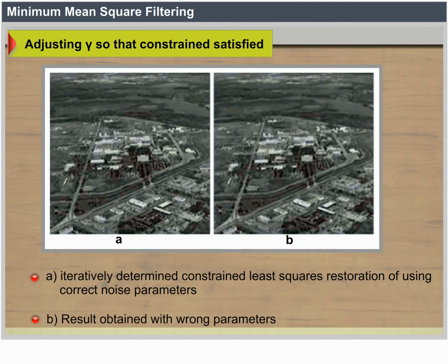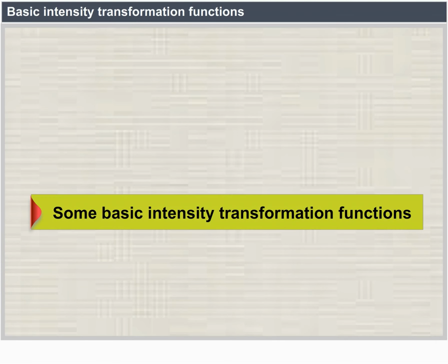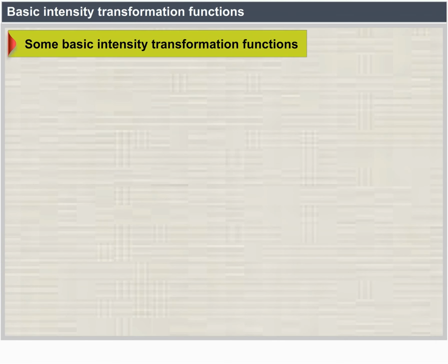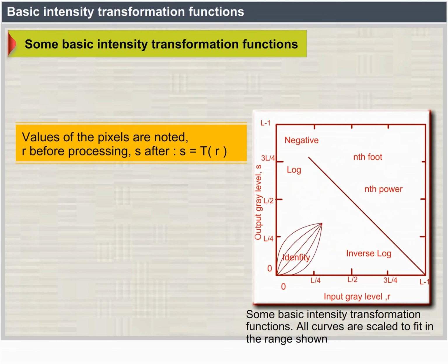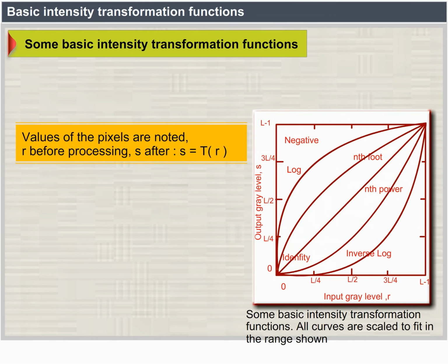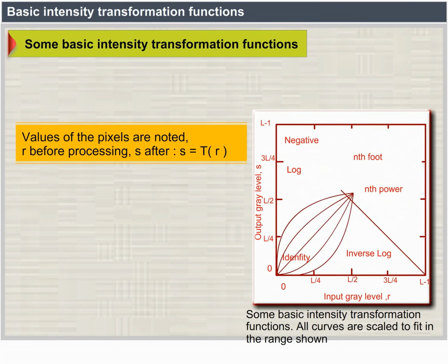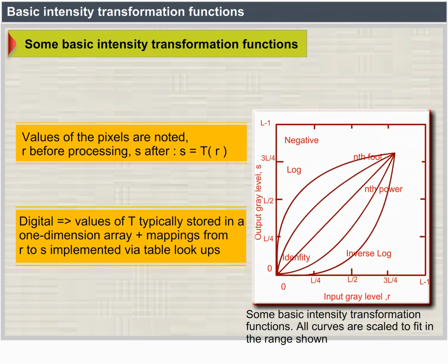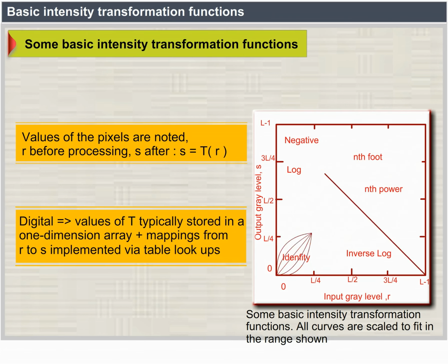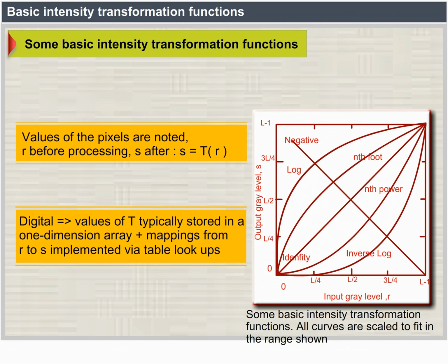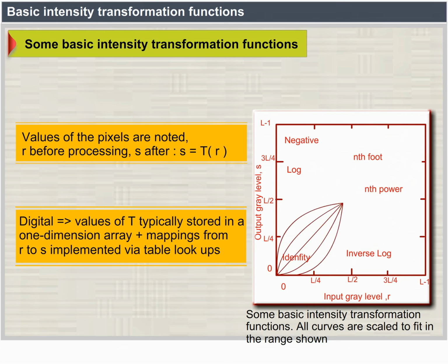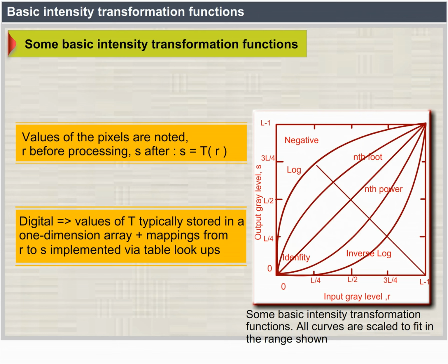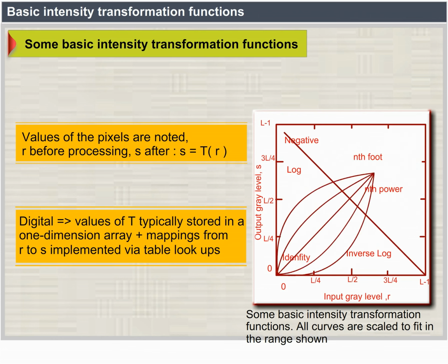Some basic intensity transformation functions. Values of the pixels will be noted: R before processing, S after. S equals T of R. Digital values of T are typically stored in a one-dimensional array, with mappings from R to S implemented via table lookups. All curves were scaled to fit in the range shown.